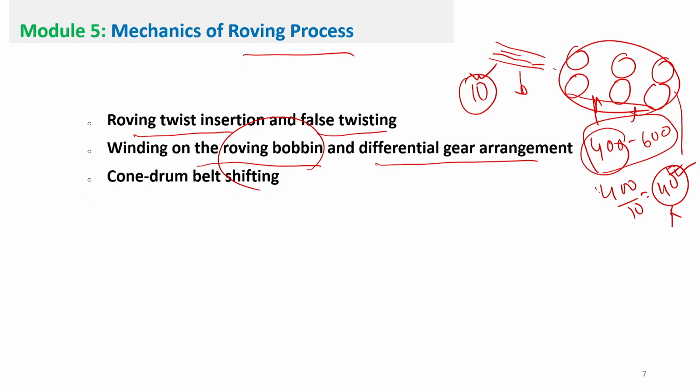Then cone drum belt shifting mechanics is important, which is actually to change the speed of the bobbin. Okay.